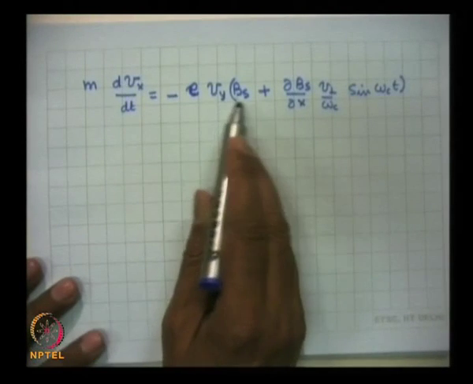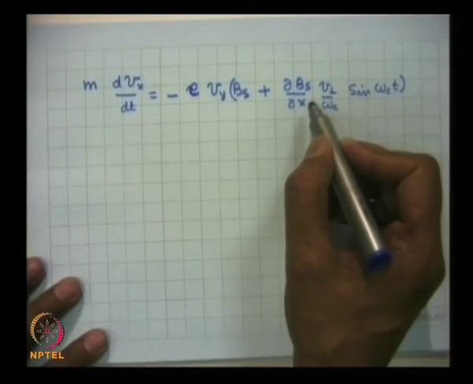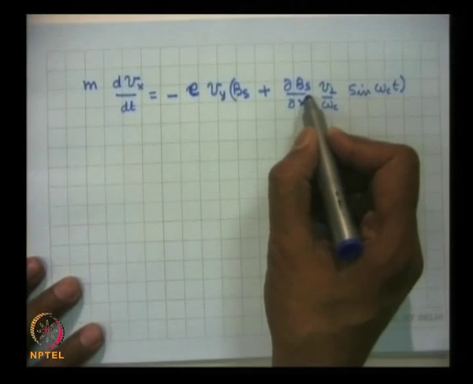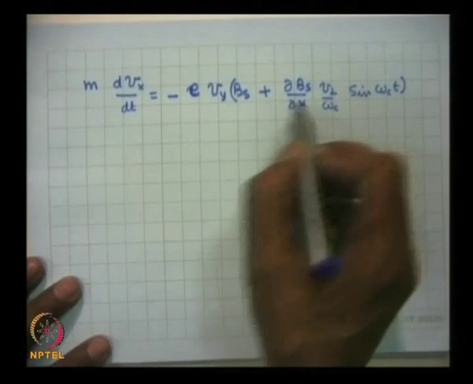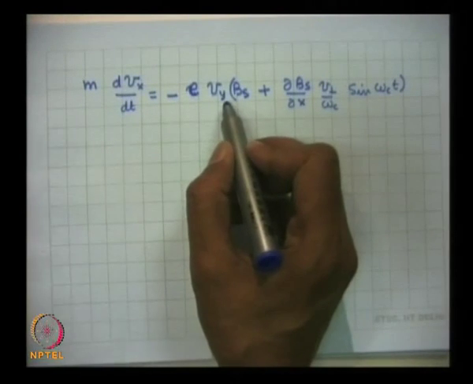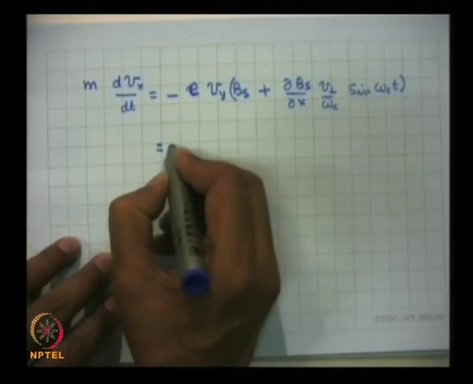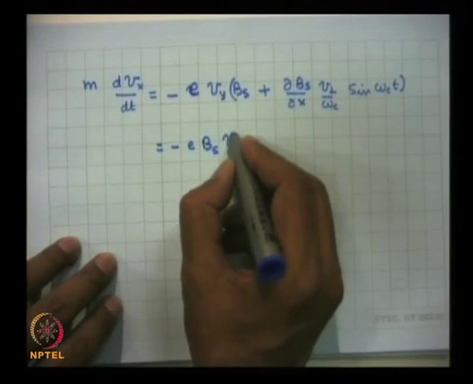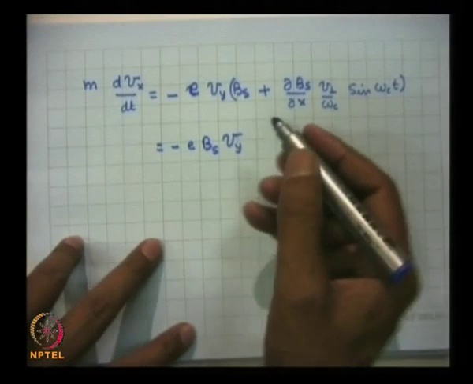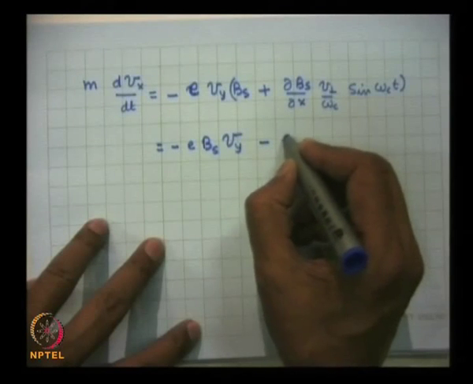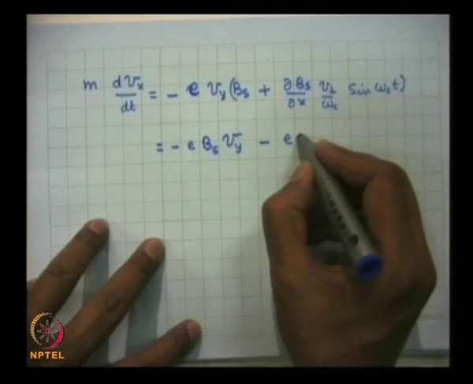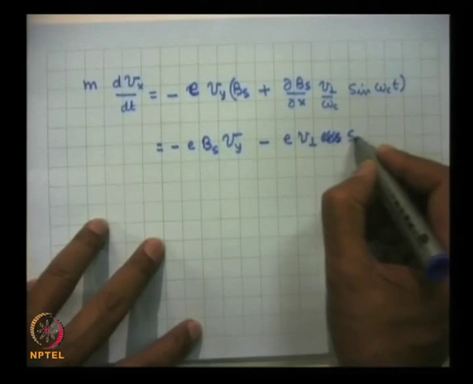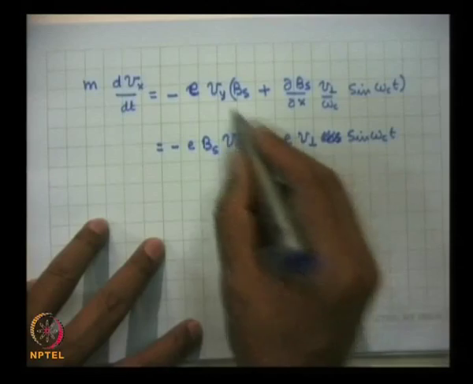Now, this vy into Bs will be all right, but the second term is a small term because this is a perturbed term. I am considering the rate of change of magnetic field to be small, so this is a small term. So, in here, the value of vy that I will substitute is the zeroth order value of vy. So, I can write down this equation as minus e Bs as such into vy. Let me keep this term as such. The second term is important, which is equal to minus e vy. I had written vy as v perp cos, sorry, vy was not cos, it was sine omega c t. This was the value of vy.